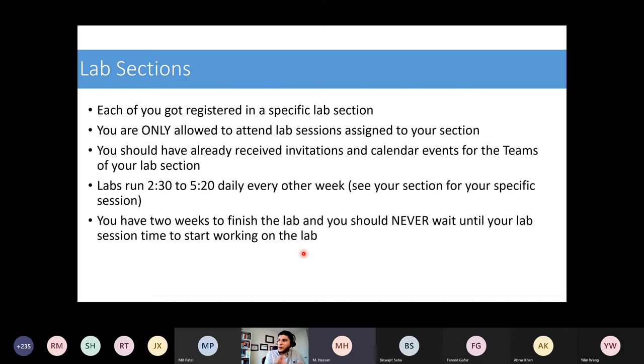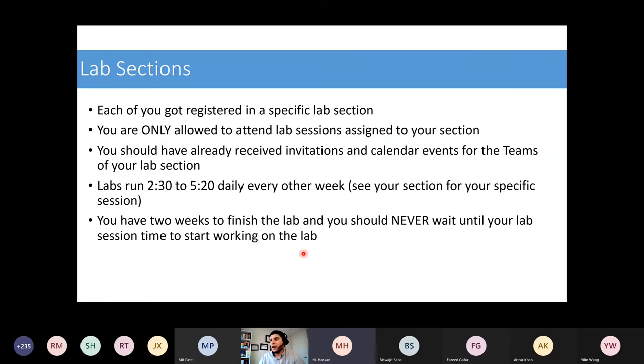5 sections, and you should know your section and the schedule accordingly based on what you registered for. But the point is that you should never wait until your lab session to do the lab. First of all, especially advanced labs later on, will never finish in a couple of hours or 3 hours. It requires more time. But also, we designed the lab session such that you ask questions. You tried on your own. You found problems and you come and ask questions, try to get help to finish the lab, right?